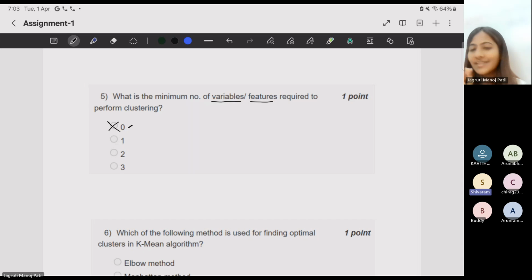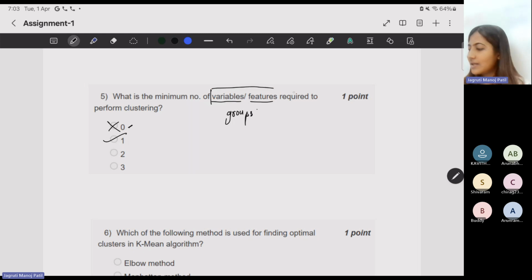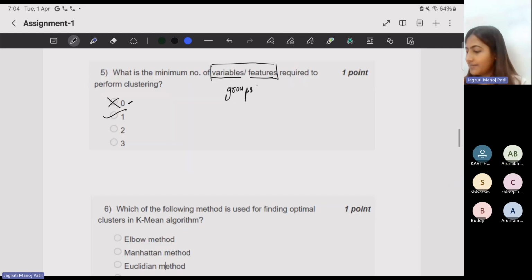One. Okay, yes, one, exactly. So when we look at groups, the groups can be more than something, but what you want is the number of features or the variables that you are trying to look at. The minimum can be one feature that you want groups to be different or clustered in between. Okay.